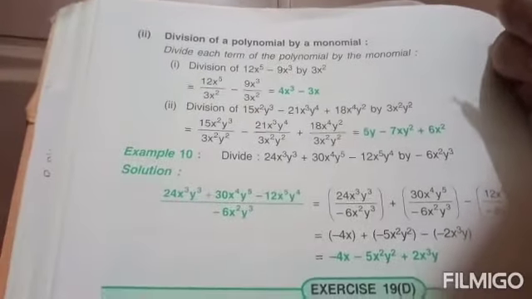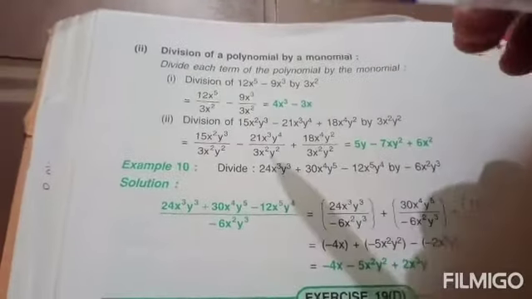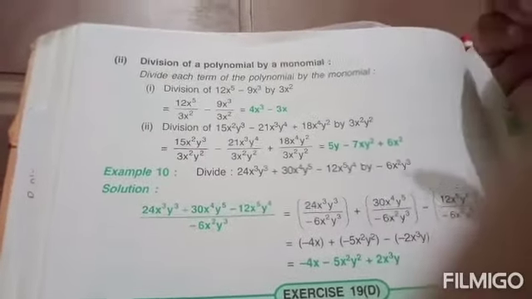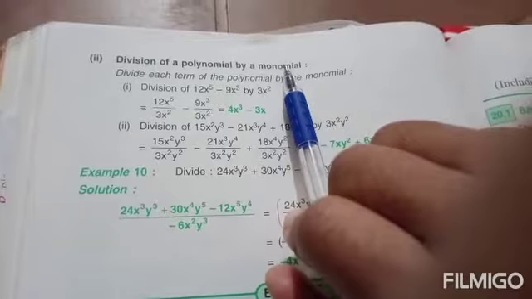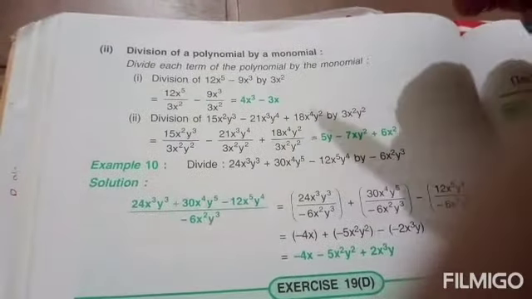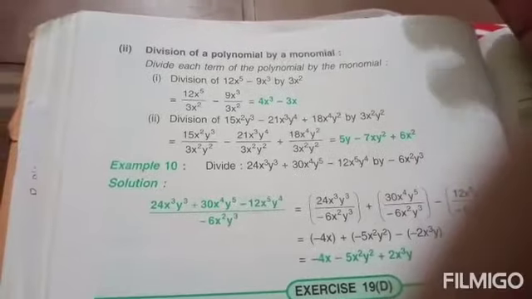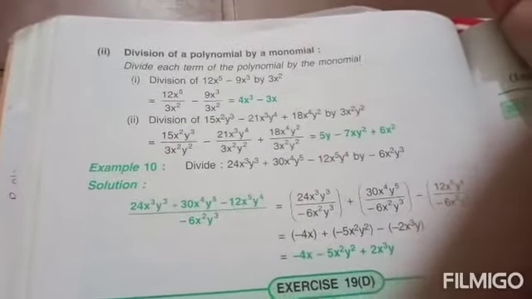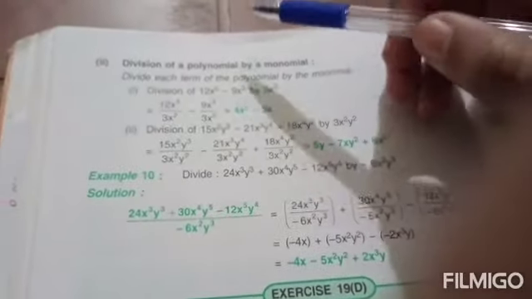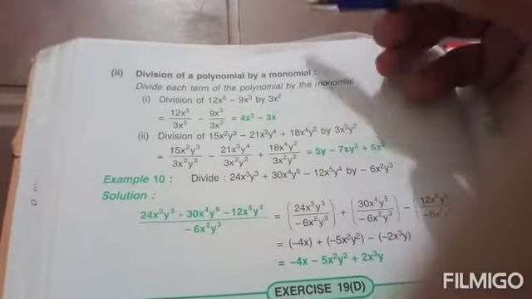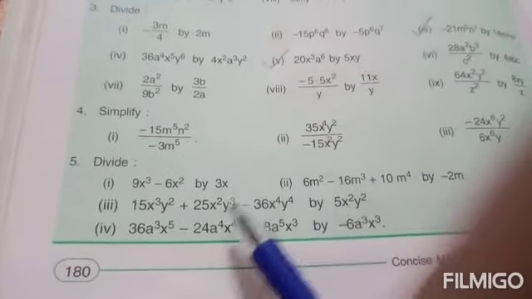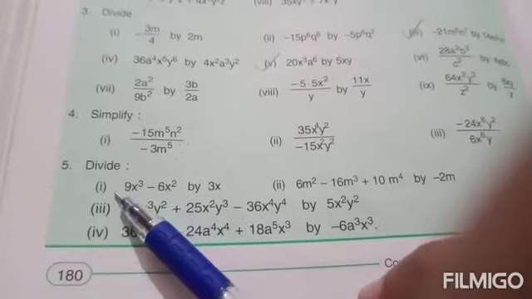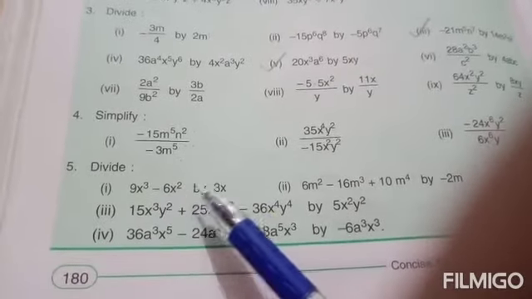So far we have discussed division of a monomial by a monomial. Next it is division of a polynomial by a monomial. A polynomial includes a binomial, trinomial, multinomial, anything it can be, and that polynomial you have to divide by a monomial. So fifth question is based on division of a polynomial by a monomial. Let's do the first problem: 9x cube minus 6x square by 3x.